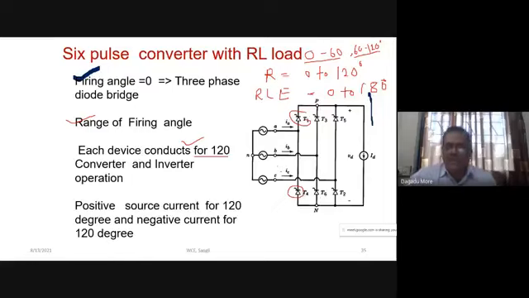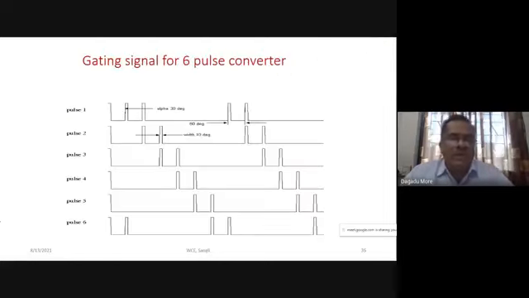So what will be our source current? A positive current for 120 degrees and a negative current for 120 degrees. So each phase current is a quasi square wave. Here also the phase current of the thyristor converter is a quasi square wave. So our source current of the 6 pulse converter is also a quasi square wave. This is the gate pulse requirement.